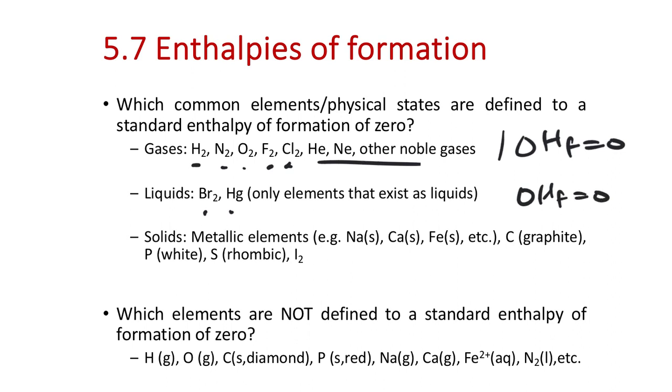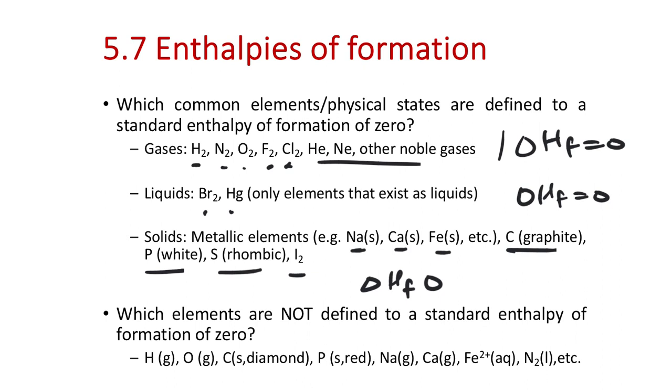And then our metallic elements, which are all the others that are solids. So we have our sodium metal, calcium metal, iron metal. So sodium solid, calcium solid, etc. Carbon solid, graphite's a solid. Phosphorus, we tend not to ask too much about phosphorus and sulfur, but they are also solids at room temperature. I2 is also a solid. And so these would all have delta HFs of 0.